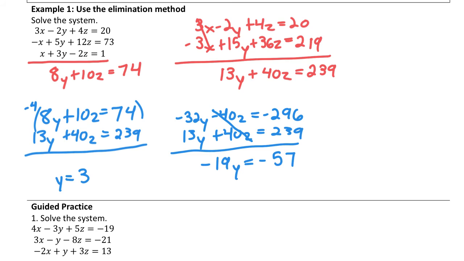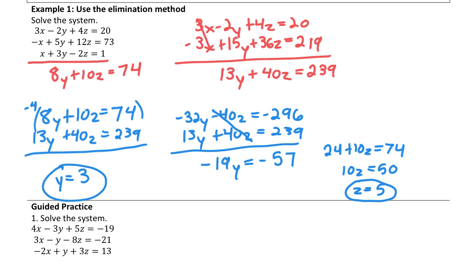But now it becomes easier because I can find z by plugging into one of these two blue equations here, one of these two variable equations. So I'm going to plug it into the top one, 8y plus 10z. Plugging in for y is 3, it would be 24 plus 10z equals 74. So then 10z equals 50, z equals 5. So there's two of them.